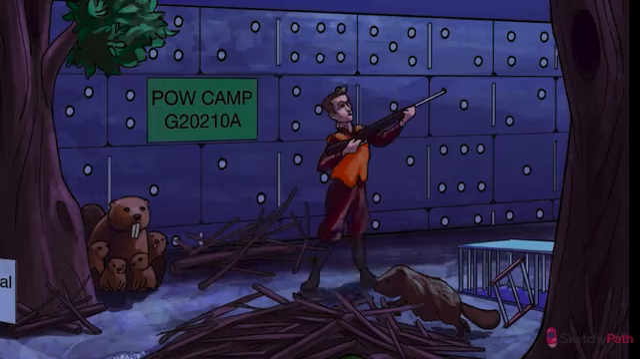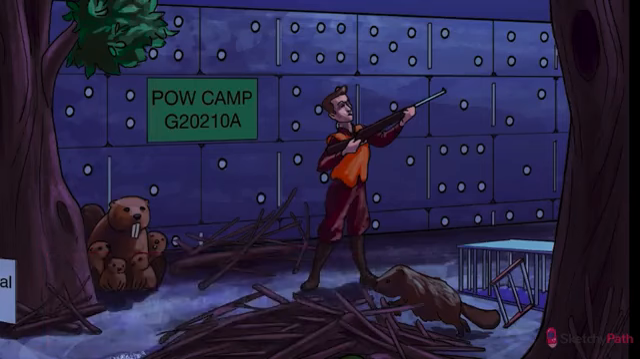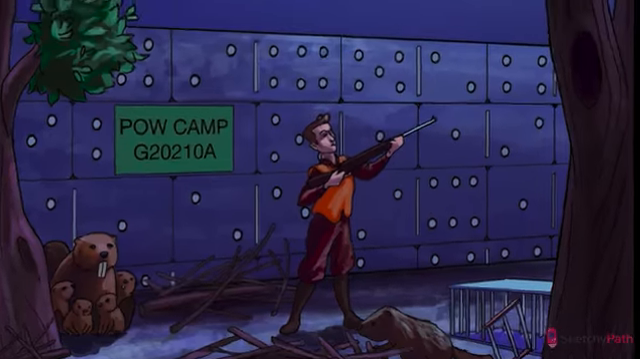Give the patient heparin, embodied by a recurring heparin hunter from Sketchy Farm. In any other patient, you'd expect the APTT to get prolonged, which means that heparin is messing with the intrinsic arm of the coagulation cascade, mostly because of action on factors 2, 9, and 10, the tail end of the intrinsic pathway. But where's our usual prolonged PTT woodpecker? Well, in the setting of antithrombin deficiency, heparin has no effect. That's because heparin needs to bind to antithrombin in order to function. So, no antithrombin, no fun for heparin.